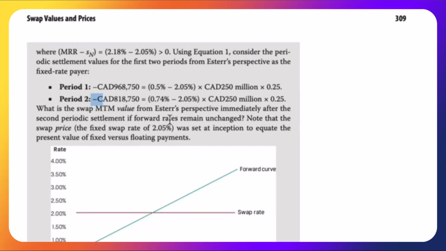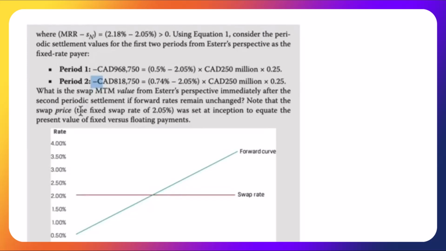What is the swap mark-to-market value from Esther's perspective immediately after the second periodic settlement if forward rates remain unchanged? Well, we know how to get to that. It would be the present value of all the floating rate payments yet to be received compared to the present value of all the fixed rate payments yet to be made. We take the present value of those floating payments, subtract the present value of those fixed payments, and it should equal, controlling for rounding errors, of course, these two. Note that the swap price, the fixed rate of 2.05, was set at inception to equate the present value of the fixed versus the floating payments.